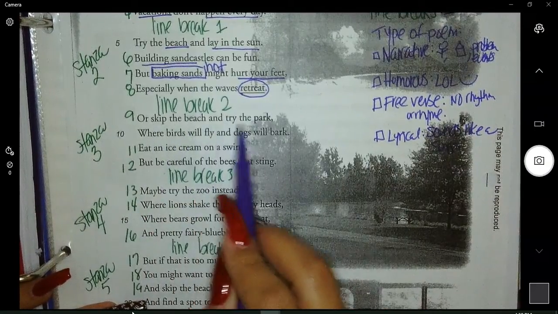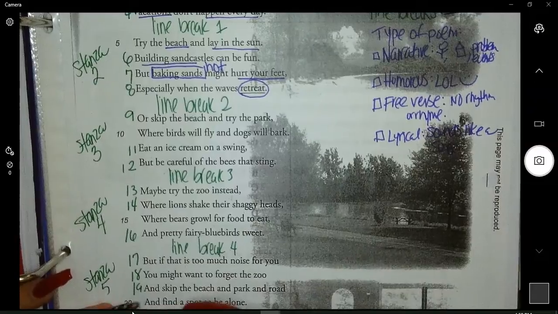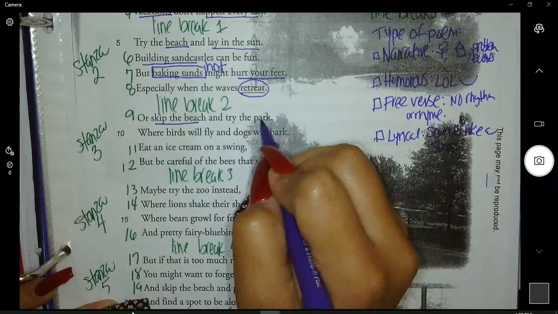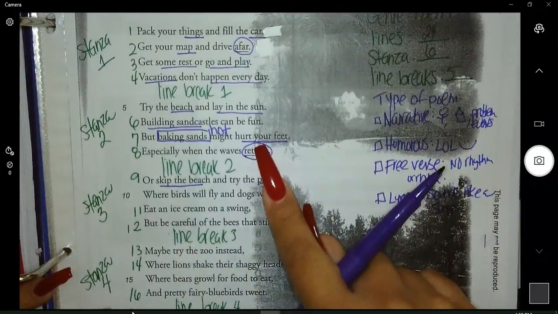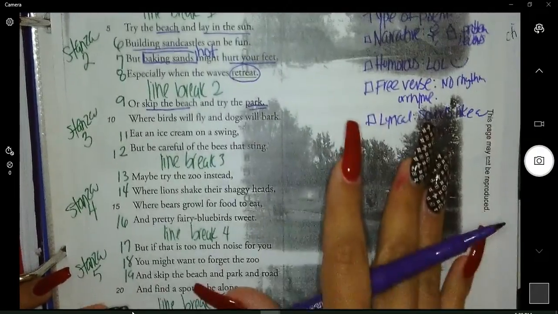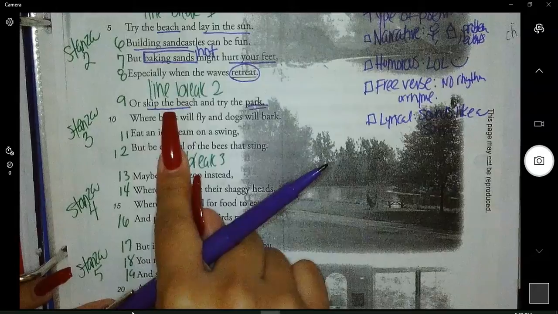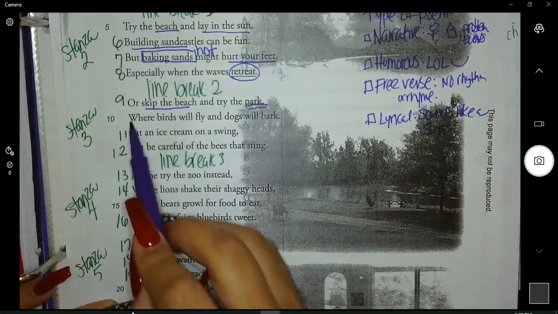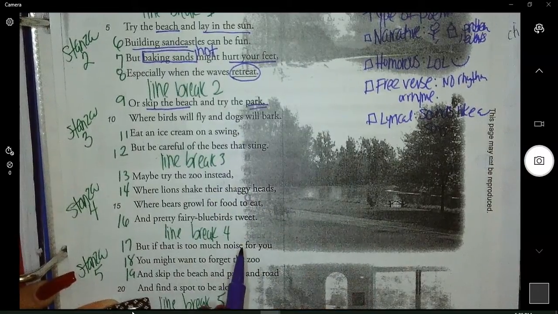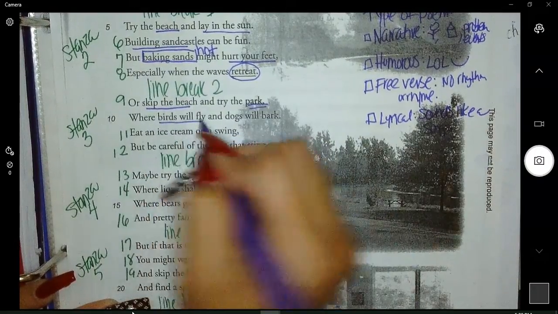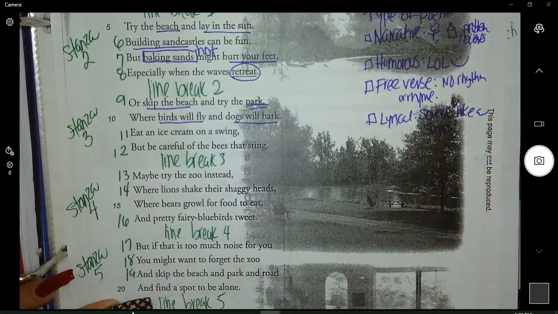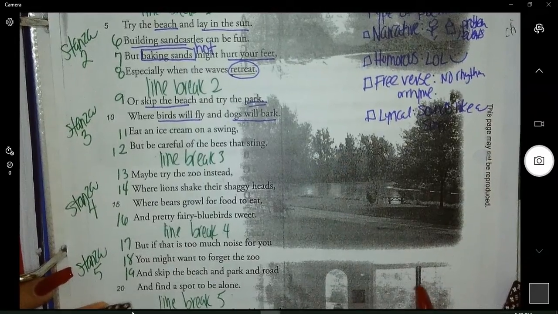Stanza 3. Or skip the beach and try the park. Now what is the speaker telling me? I can skip the beach and instead go where? To the park. So first in stanza 2 he told me I should go to the beach, but maybe it's too hot, right? So let's skip the beach. On stanza 3 he's telling me, okay, you can skip the beach, instead go to the park. Line 10, where birds will fly and dogs will bark. What will I see there, boys and girls? I can see birds flying and I can hear the dogs barking. So he's using a lot of sensory details, a lot of imagery.